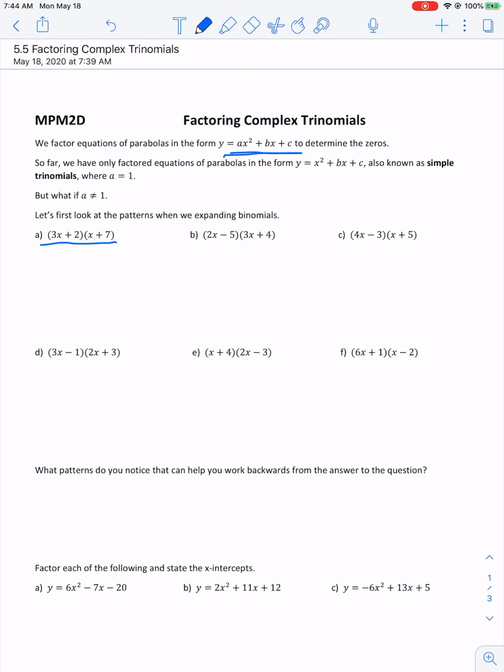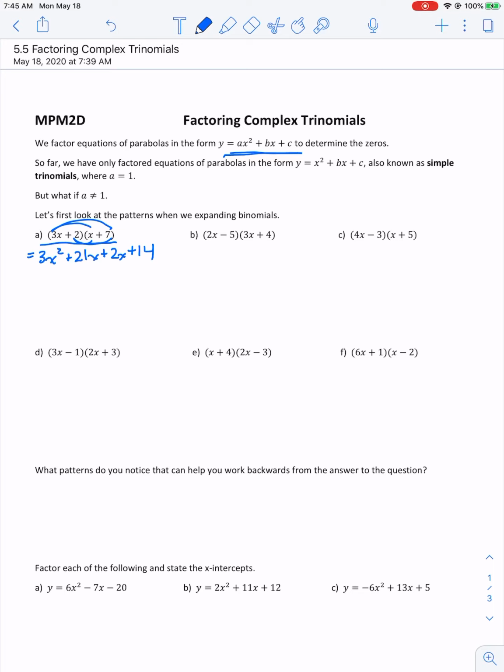So when I expand, we do 3x times x, that gives us 3x squared, and 3x times 7, and that's 21x, and then 2 times x, that's a 2x, and then 2 times 7, that's 14.